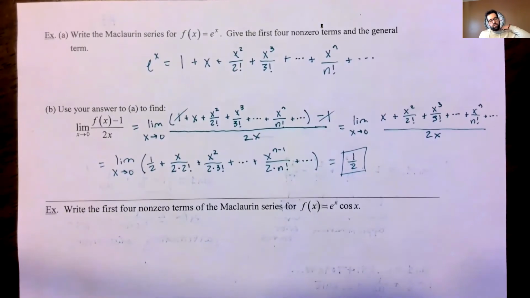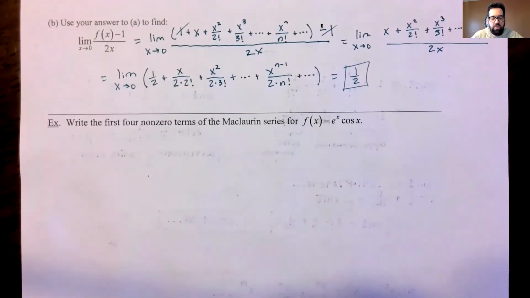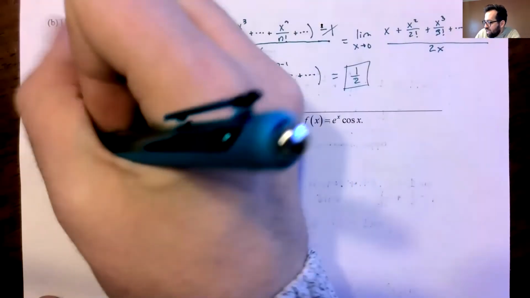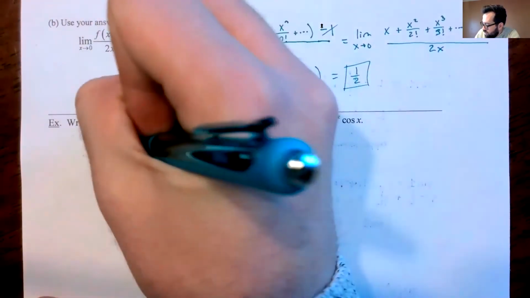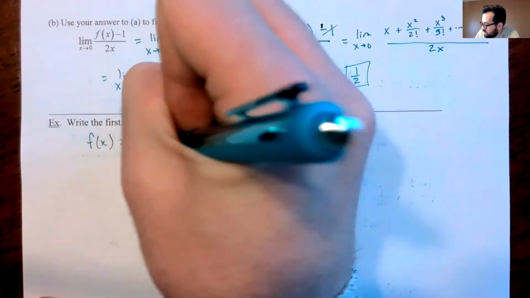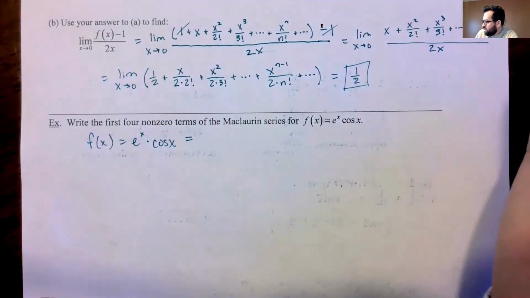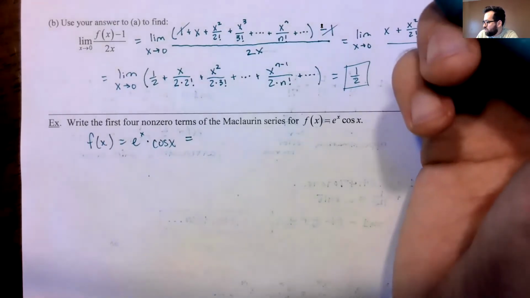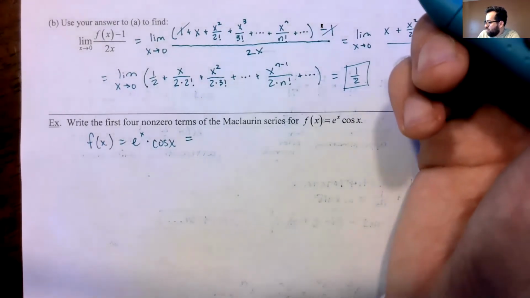Right? So that's generally how you can use limits and series together. We are going to do one more question here, which is going to be to write the first 4 non-zero terms of the Maclaurin series for f of x equals 8 e to the x times cosine of x. So we can actually multiply series together. And here's how we can do it. We have e to the x times cosine of x. I'm going to write out the first 4 terms of each of these. We might need more than that, but we'll see.